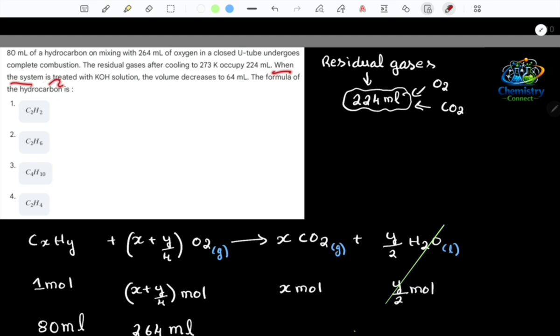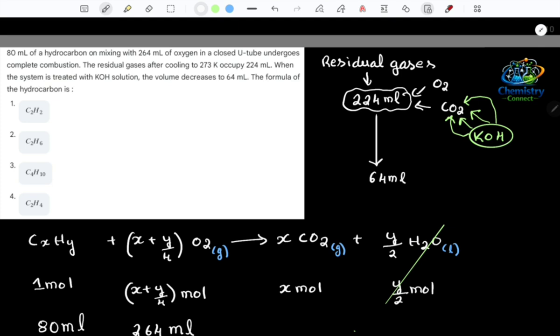When the system is treated with KOH solution, the volume decreases to 64 ml. What happens here means, if you use KOH, this KOH will absorb only carbon dioxide. It will take only the carbon dioxide. So according to the statement, after adding KOH, this 224 ml is going to convert into 64 ml.